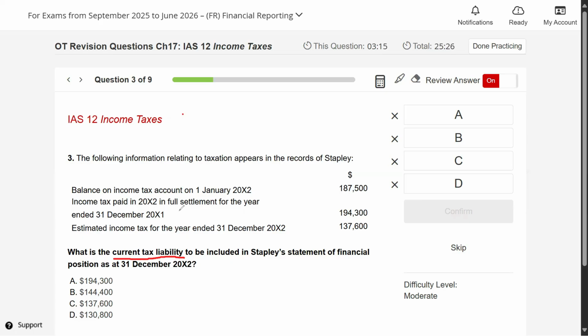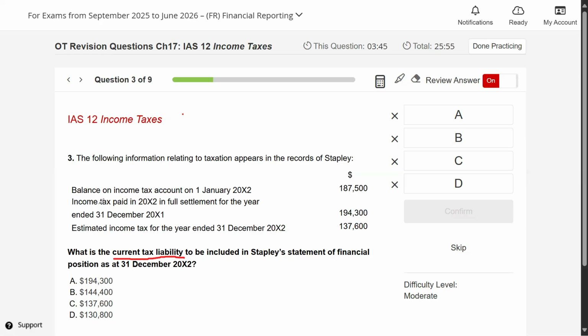So here they have clearly mentioned that figure, that is the estimated tax for the period. But in this question, there is some other information that we need to see. However, it is not relevant to this requirement. The following information relating to tax appears in the records of Stepley, and there is this balance. Now, this is the tax for the previous year that we estimated, and we estimated it as 187,500.